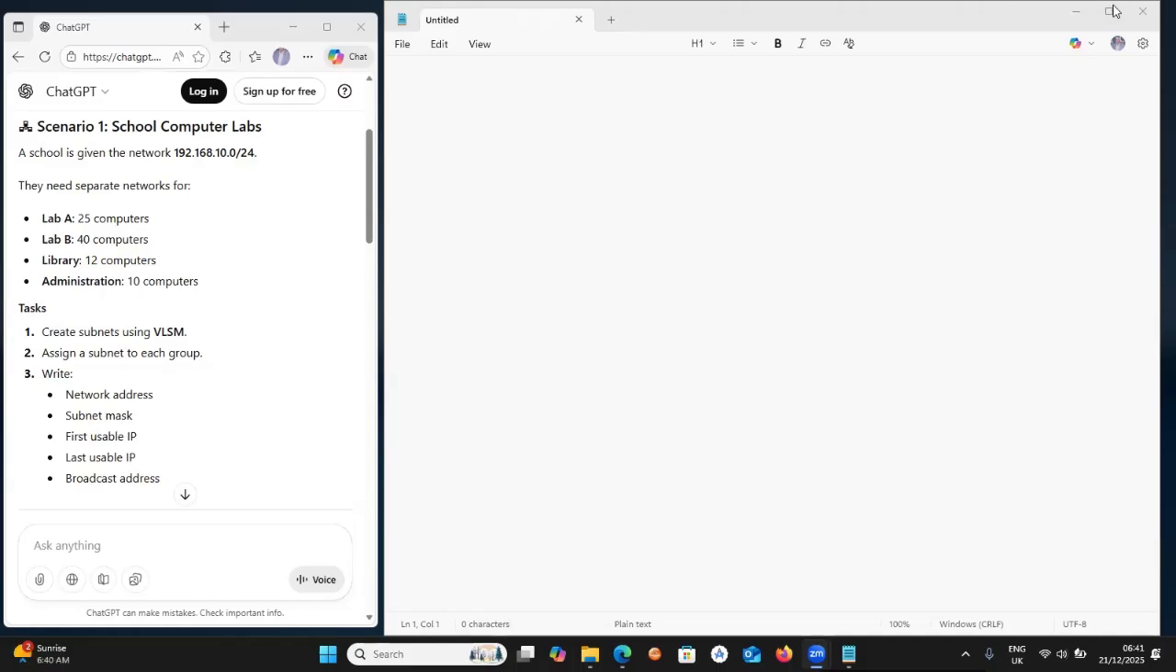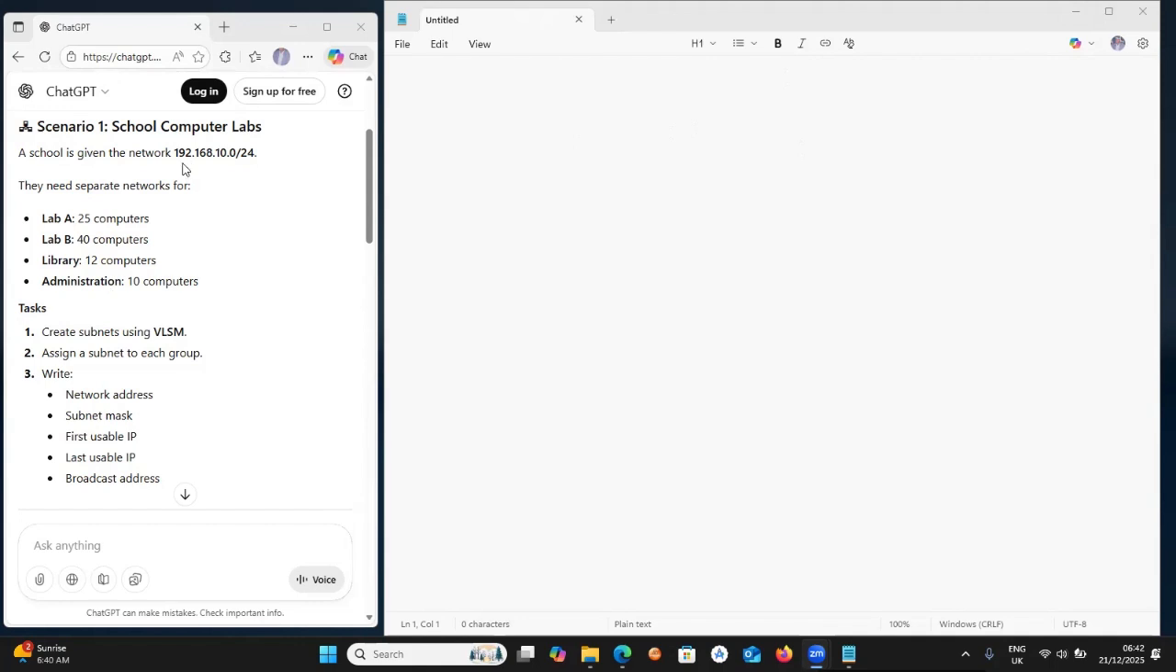Welcome back. We want to deal with different scenarios of subnetting. For this scenario one, we have school computer labs, comprising lab A, lab B, library, and administration.